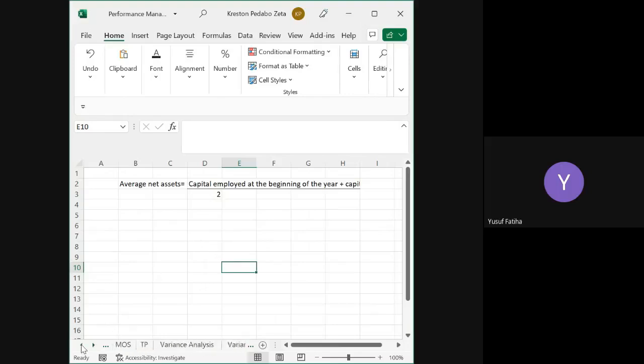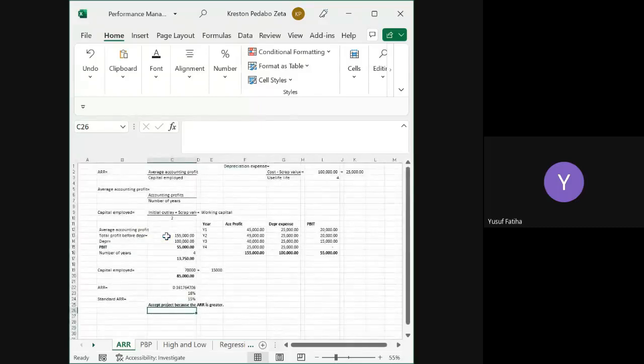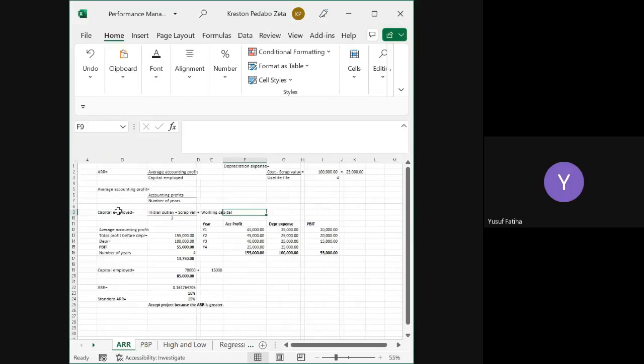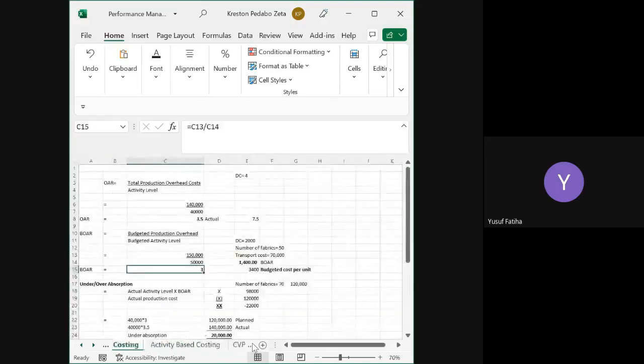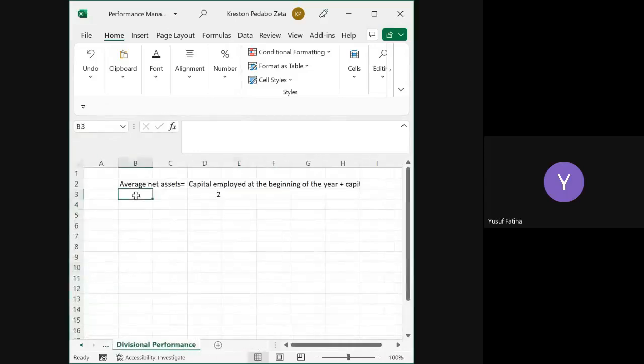Sorry, I want to check something. Since we are using the same sheet every single time, and we did ARR, you should be able to find it here. I got capital employed here. Average accounting rate of return is average accounting profit divided by capital employed. Then we have capital employed equals initial outlay plus scrap value divided by 2, plus working capital. You see, there are different forms to get capital employed. This one is when we solve for ARR, and now we have the one when we are solving under divisional performance. Everything is just to check how well a particular department or investment is doing.